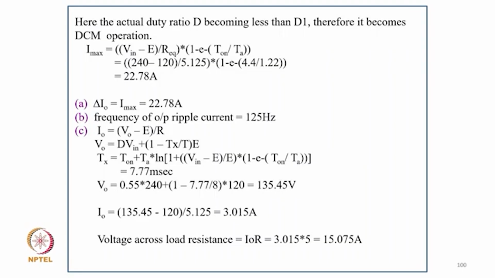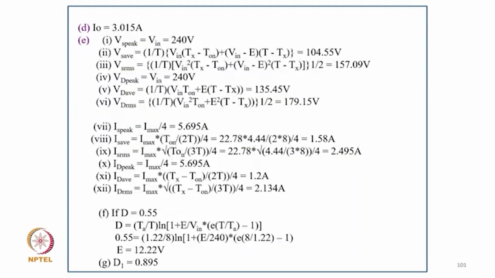So I max calculated from the relation comes 22.78, and delta I equal to I max, that is, in discontinuous mode, it comes 22.78, and frequency of output ripple is 125 Hz. So I equal to V minus E upon R, and V equal to dV in 1 minus Tx upon E. So calculating from this relation, Tx comes like 7.78 millisecond, and the output voltage comes 135.45. I0 becomes, putting a value, 3.015 ampere, and voltage across the load resistance I0R comes typically 15.075 volt.